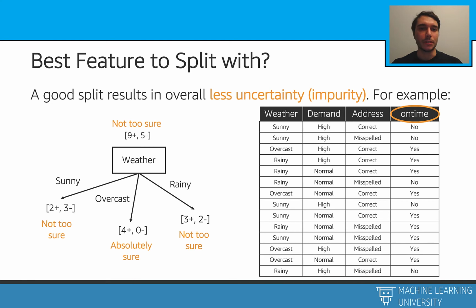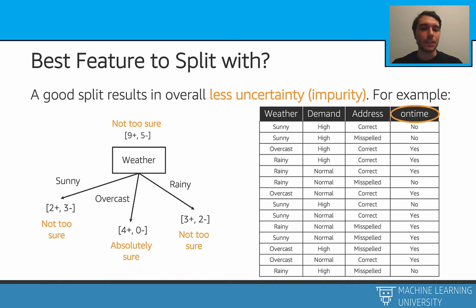How do we select the best features? We will look at the uncertainty or impurity. We want our features to give us some pure splits. Let's take a look at this example. Here we are using the weather feature. Before the split, we had 9 positive and 5 negative. So this is very impure. There is a lot of uncertainty here.